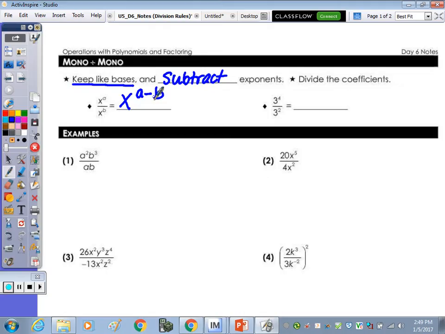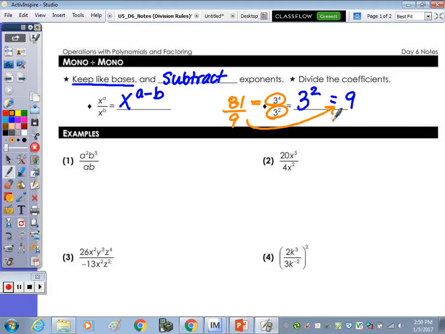Sometimes students get thrown off, though, when the bases are numbers. So in the one to the right, 3 to the 4th divided by 3 squared is what? Yep. So it ends up being 3 squared. And then anytime your answer is in terms of numbers, you have to reduce even further. So 3 squared is 9. You could have even done it as 3 to the 4th is 81, and then 3 squared is 9, and then 81 divided by 9 is 9.